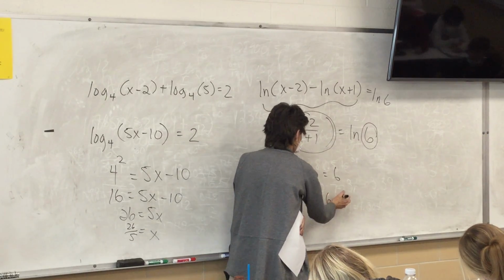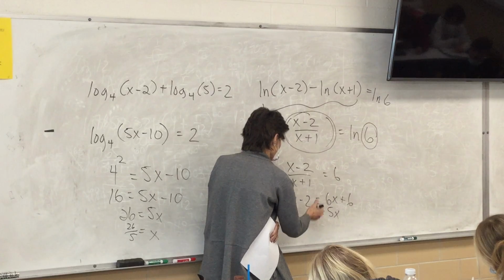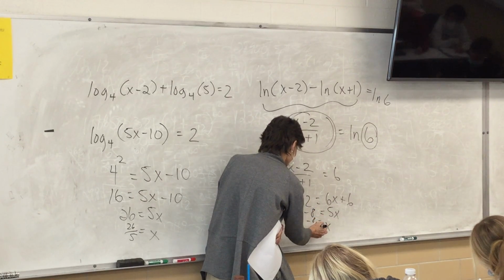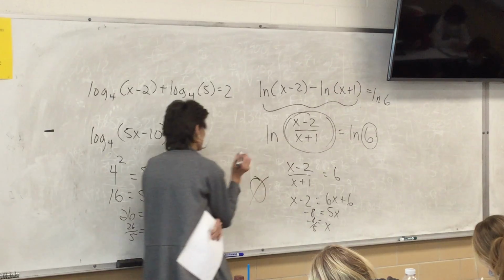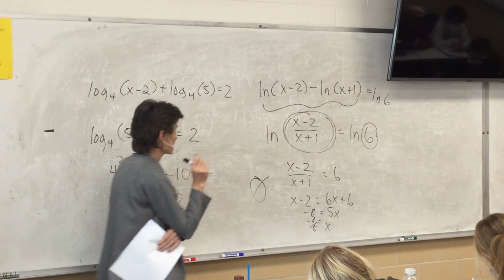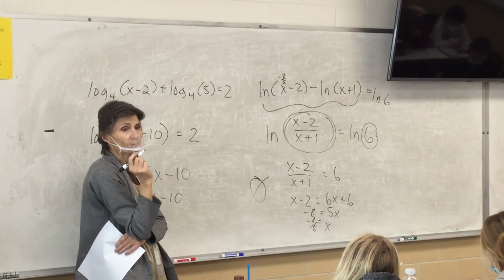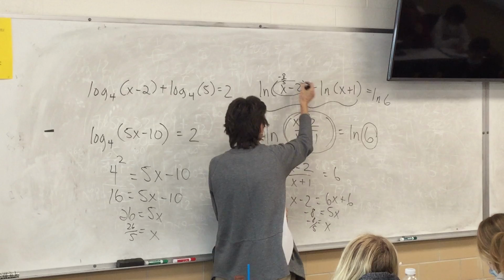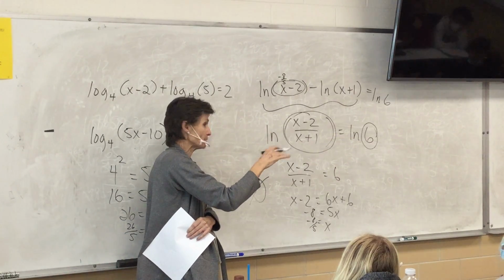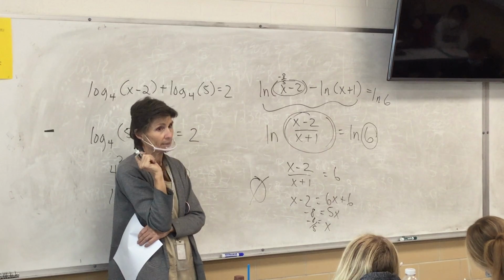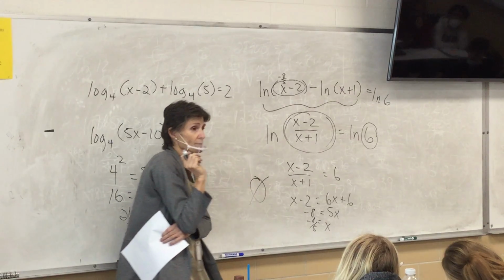X minus 2 equals 6x plus 6. 5x equals negative 8. I got negative 8/5. Did I do that right? That's bad news. Because if I put negative 8/5 back into my original problem, would this guy be a negative quantity? And can I logarithm, ln or otherwise, can I logarithm a negative quantity? No. So we're gonna throw that out. We did all that work and there's no answer.